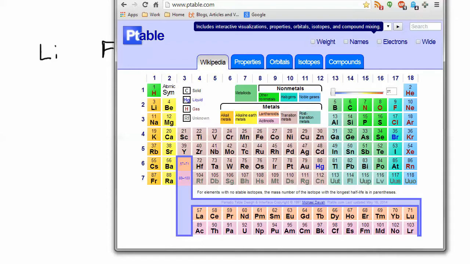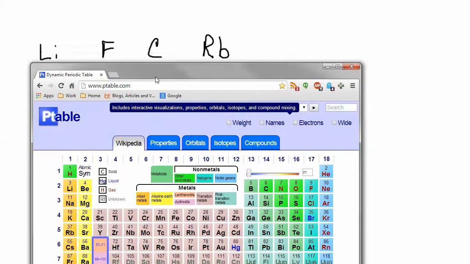So let's do a couple. Let's do a bunch of elements. Let's do lithium. Let's do fluorine. We'll do carbon. And then we'll do, let's say, rubidium. And see if we can figure these out and put them all in order from lowest to highest electronegativities. Let's find them on the periodic table.